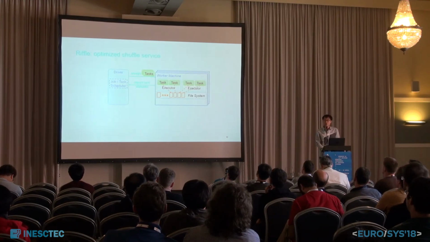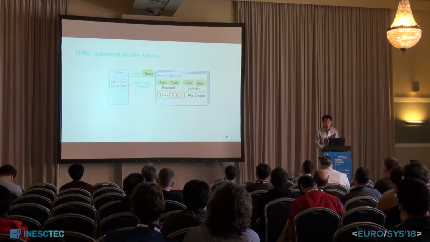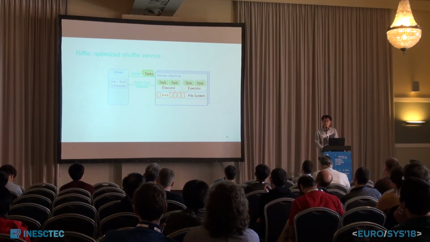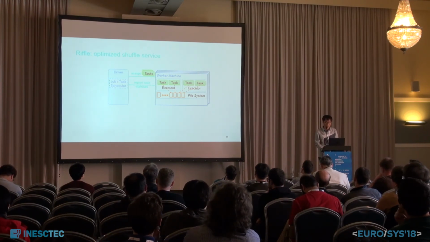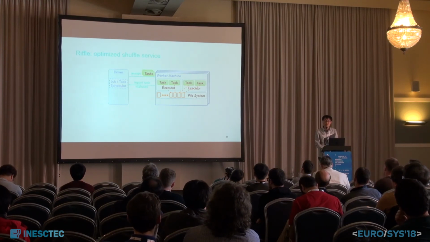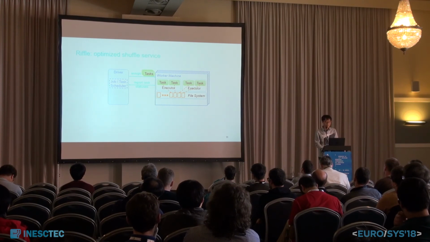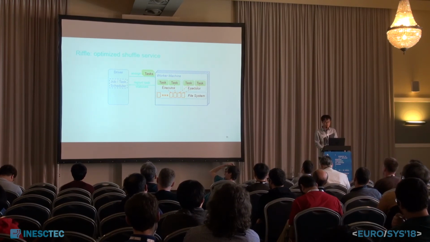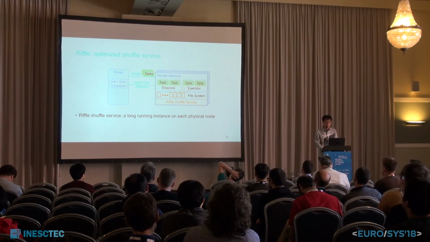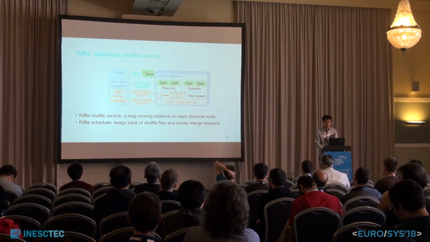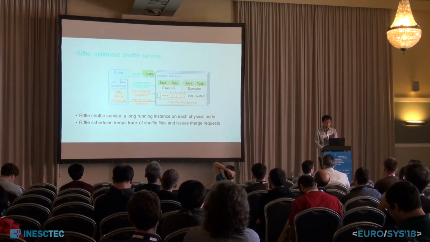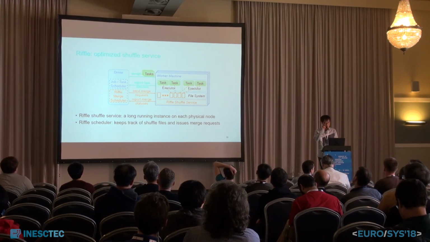Our solution is Riffle, which is an optimized shuffle service for big data analytics. So here is the general architecture for a big data system. You will have a driver that assigns tasks to a number of worker machines. Each worker machine will run these tasks inside some executors and write the output of the tasks to a distributed file system. These workers will also report back the task execution status to the driver. So in addition to this component, Riffle will add an external shuffle service on each worker machine, and it will also add a component inside the driver to schedule these merge behaviors.